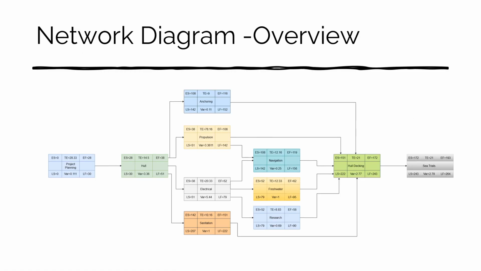So here's our overall network diagram. This is just an overview of it. We have our 11 nodes here: the project planning, hull, propulsion, anchoring, electrical, sanitation, research, freshwater, navigation, hull decking, and sea trials. All of these are placed in order based on the previous table that has the predecessors for each one of these nodes. We use the forward pass and the backward pass to calculate what the earliest start and the earliest finish is for each one of these nodes. So here we have the activity of project planning.